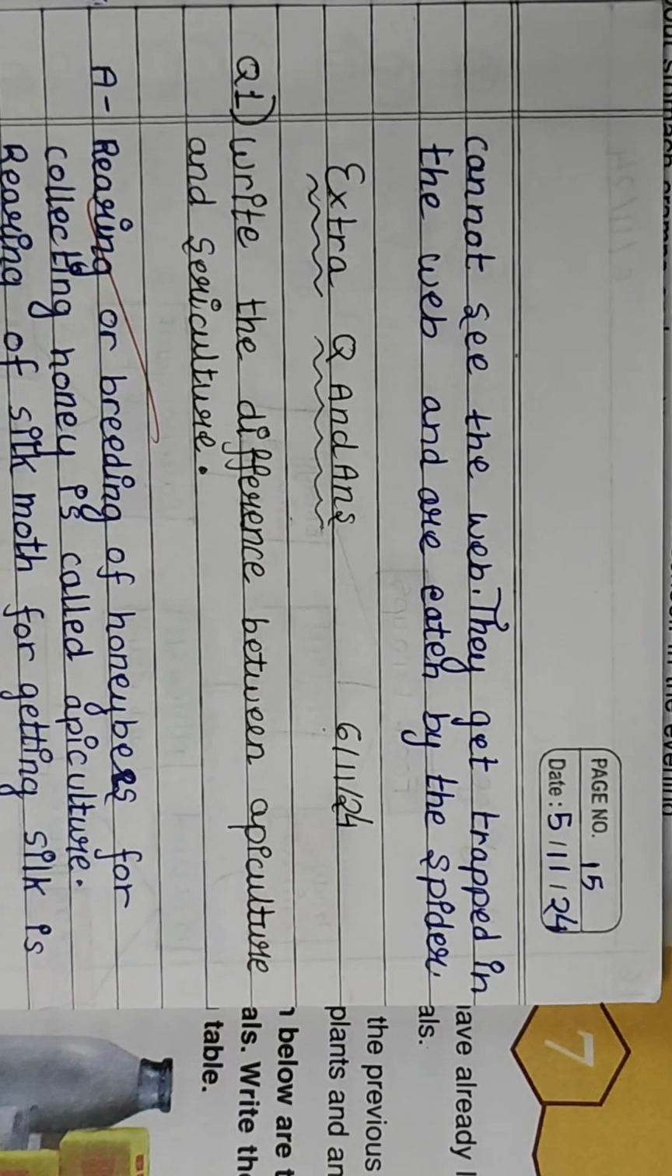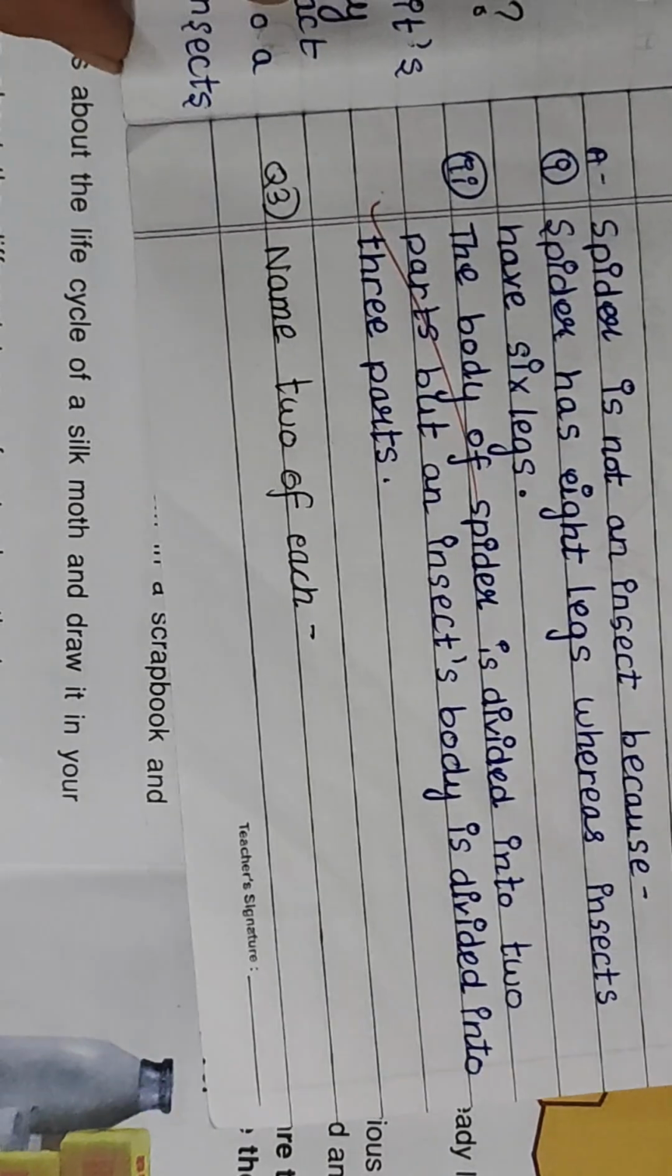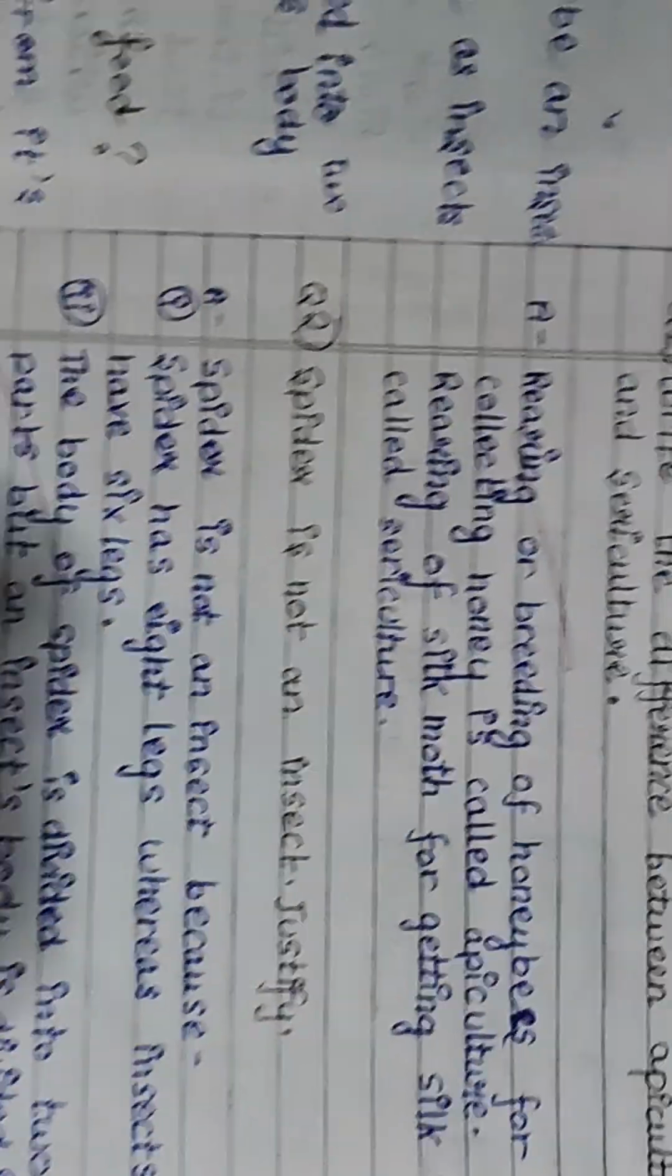Write the difference between apiculture and sericulture. Rearing or breeding of honeybees for collection of honey is called apiculture. Rearing of silk moth for getting silk is called sericulture. Name two of each.